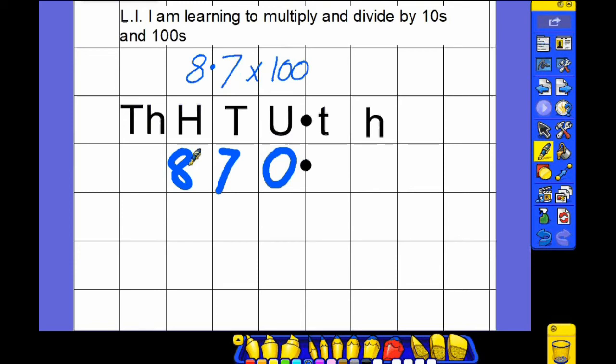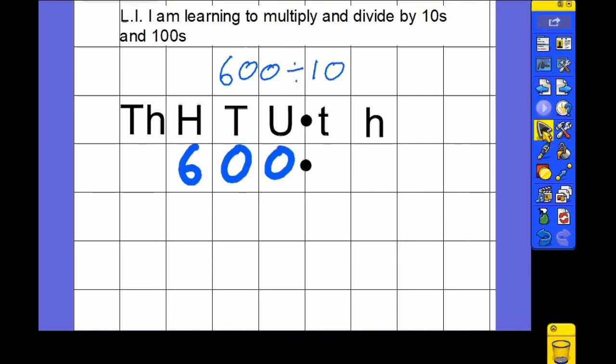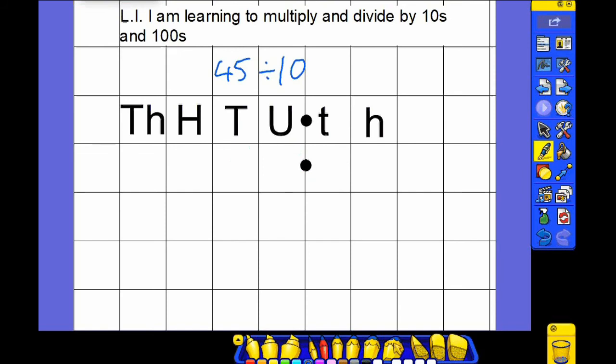What about dividing then? Well, dividing is just the opposite process. In the case of division, we move everything the other way, so we end up with smaller numbers. So let's take 600 divided by 10. Well, 600 is 6 hundreds, no tens, no units. We're dividing it by 10. There's 1 zero, so we're going to move it 1 place. But this time it moves to the right, so everything gets 1 place smaller. So 600 divided by 10 becomes 60. Just 60.